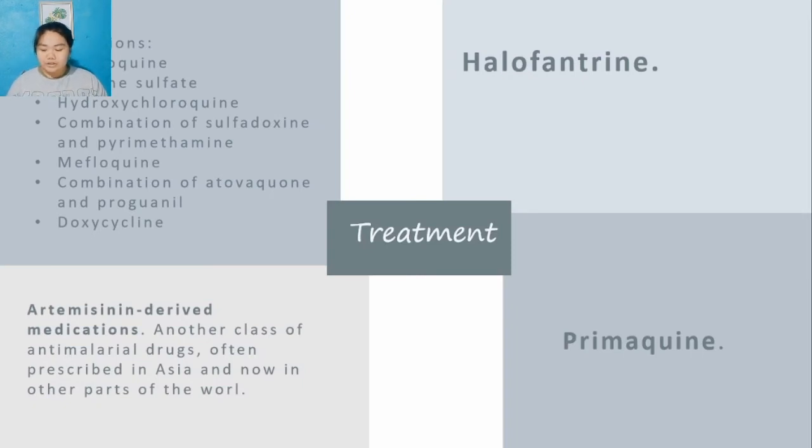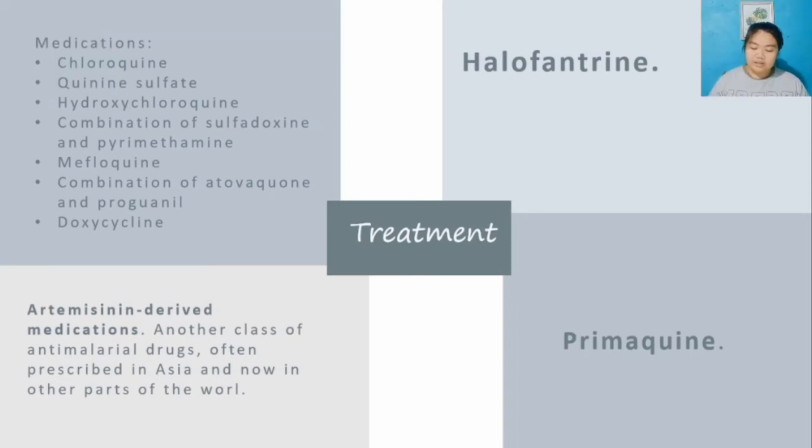So in treatment, there are several medications for malaria, and these are chloroquine, quinine sulfate, hydroxychloroquine, a combination of sulfadoxine and pyrimethamine, mefloquine, a combination of atovaquone and proguanil, and doxycycline. Artemisinin-derived medication is another class of antimalarial drugs often prescribed in Asia and now in other parts of the world. It is derived from artemisinin, a sweet wormwood extract. Next is halofantrine. If you've been taking mefloquine for prevention of malaria, or if you have heart problems, don't take halofantrine because it can be dangerous and possibly fatal to your health.